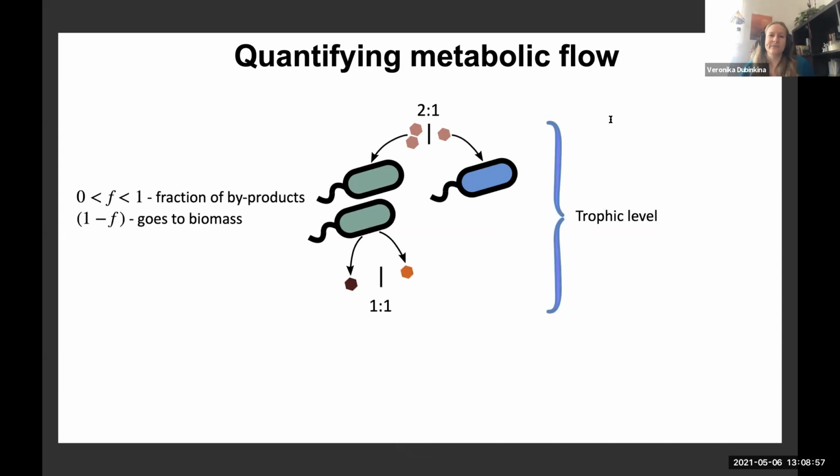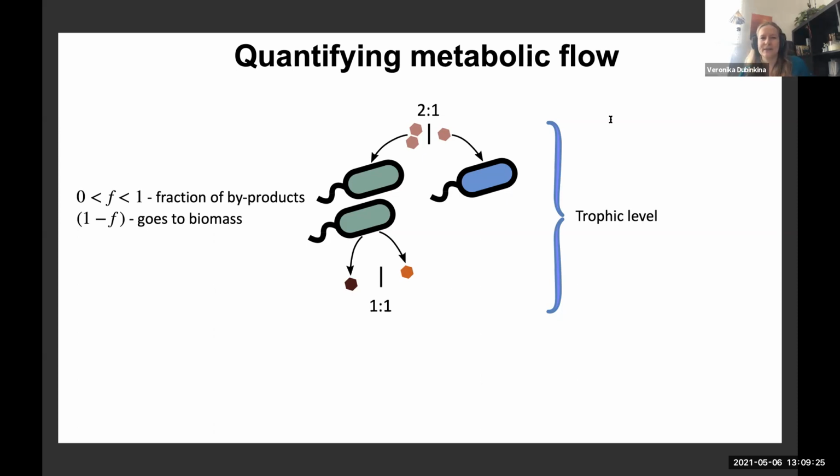And then comes the second step, when a certain fraction of this metabolic intake goes into biomass and a certain fraction goes to byproducts. And for byproducts, if you have several of them, you have the same problem: how to split this mass between different byproducts. And the most simplified way, again, is that we just split it evenly in proportion.